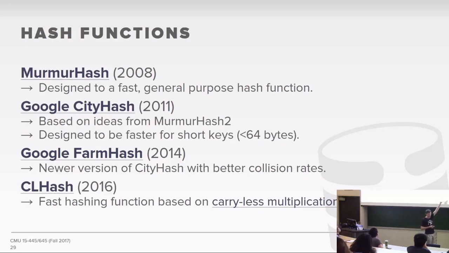So the first MurmurHash was written by, I think, just some random dude on the internet, right? And then people picked it up and said, oh, this is really good. This actually solves the problem we wanted. So the Google guys took it, and then they tweaked it to handle keys that are less than 64 bytes, because that was a particular use case that they cared about in their systems. Then in 2014, the Google guys came up with a newer version of CityHash called FarmHash that had even better collision rates.